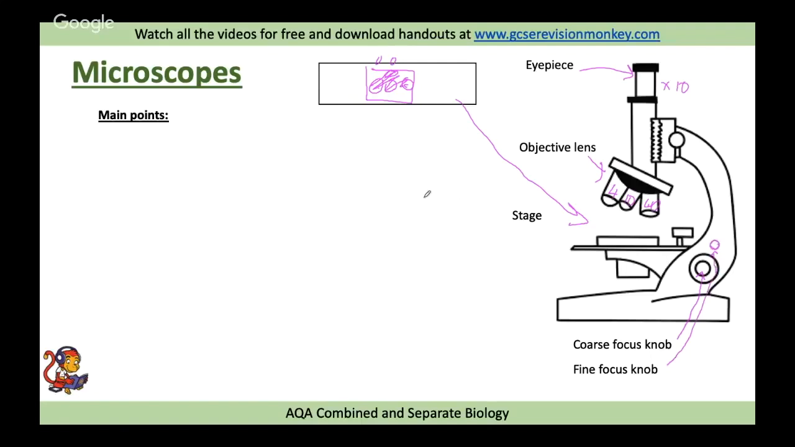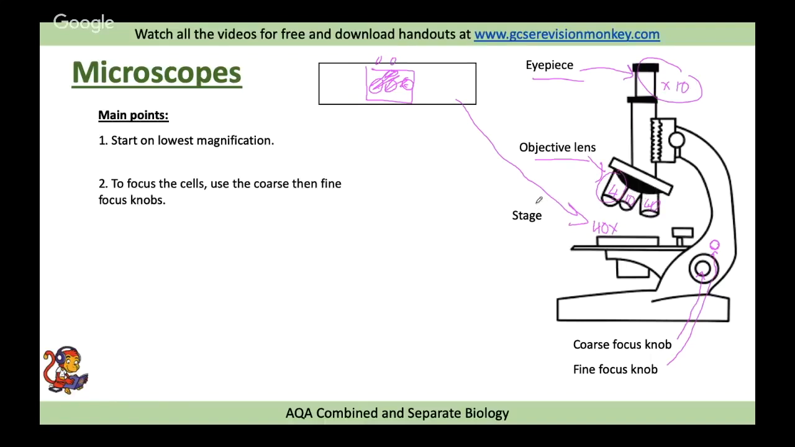So the main points then is that we need to start at the lowest magnification. We calculate that by doing the objective lens multiplied by the eyepiece. So for example, if this lens is 4, the eyepiece is 10, we know we're looking at the cells at 40 times magnified. And this one would be 10 times 10, so 100 times magnified. And this one would be 40 times 10. So 400. So we start on the lowest one, and to focus these cells, we need to use the focusing knobs.